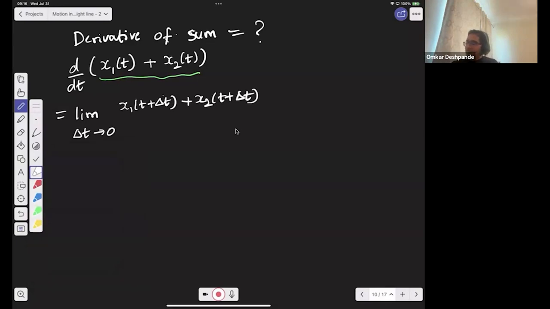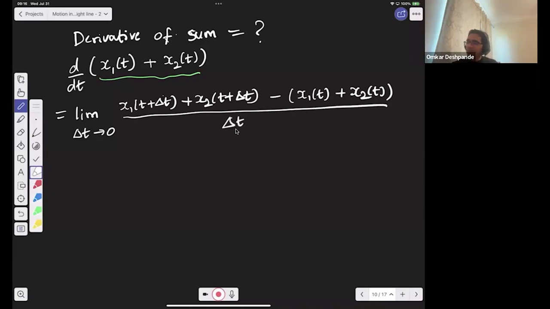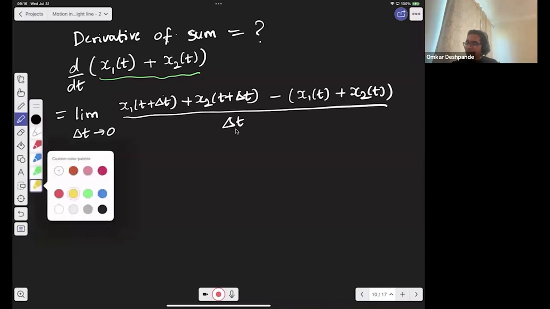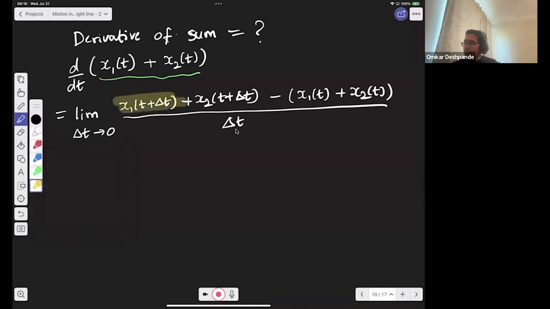right? From this, I subtract the value of that whole green function at time t. So that's just x1 of t plus x2 of t, and I divide the whole thing by delta t. Now I can group together, I'm going to group this with this, and I'm going to group this with that. Okay, so I'll just regroup the terms here.